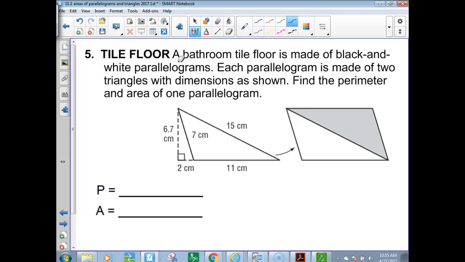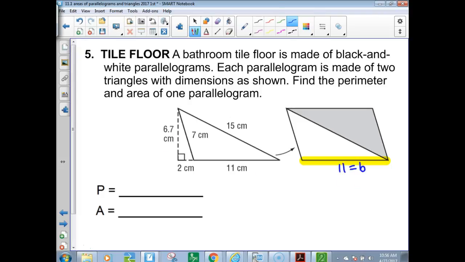The tile floor of a bathroom is made of black and white parallelograms. Each parallelogram is made of 2 triangles with the dimensions as shown. Find the perimeter and area of the parallelogram. All right, so what is this value? Yeah, that would just be the 11, guys. That would be the base.